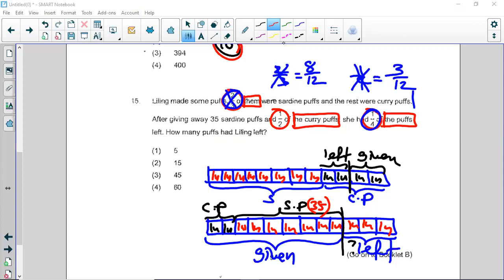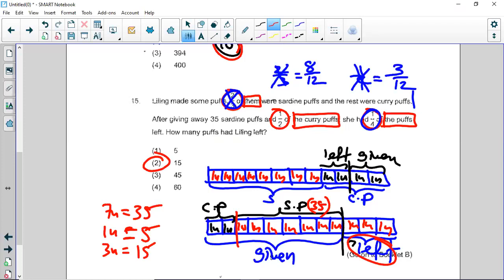So you can see that 7 units of sardines are given away, which is also 35. Then your 1 unit is 5, right? And how many path has she left, which is 3 units, right? 3 units of path left. So how do you find 3 units? You just take 5 times 3. So she must have 15 paths left. Answer number 2.